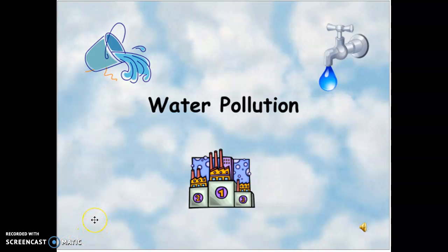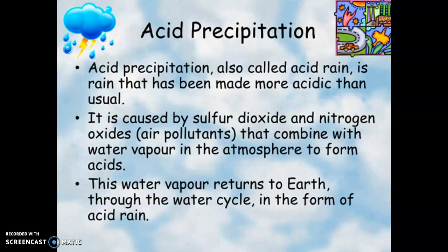Okay, everyone. So we're looking today at water pollution and different ways of assessing the water quality in lakes or any water source, actually. So we're going to start off with looking at different types of water pollution sources. So one source of what's classified as pollution of water is actually acid rain.